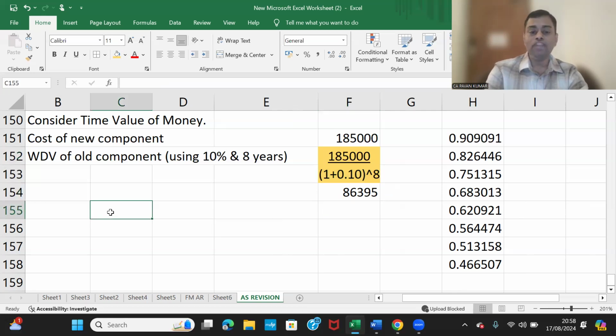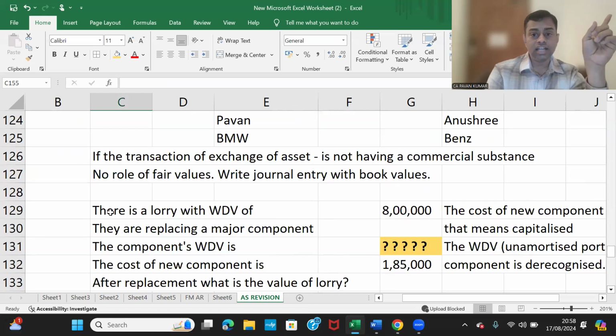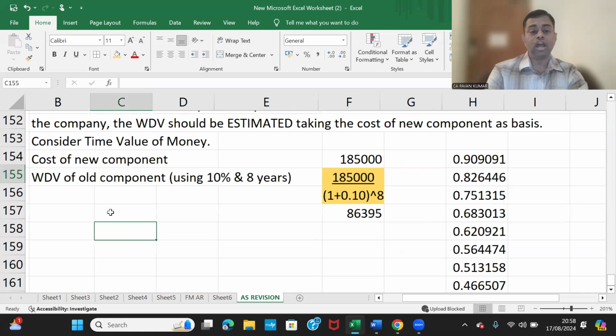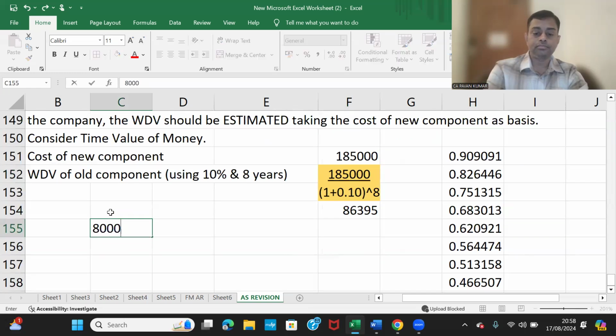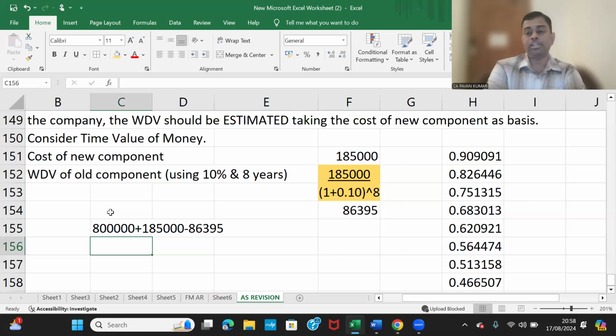So now how will you calculate it? 8 lakhs, is it 8 lakhs? Yes, 8 lakhs is the value of full asset plus 1,85,000 is the cost of new component minus 86,395. This is the value of the asset after replacement of major component.